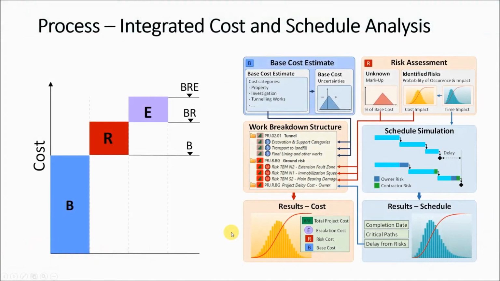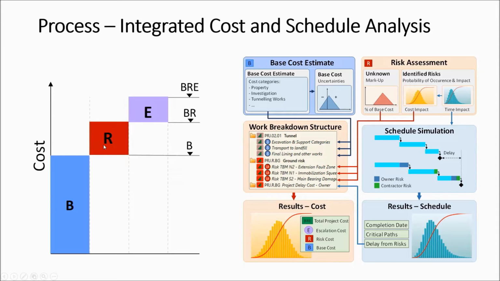Before we go into the software, I would like to talk to you about some fundamentals. On the left side, we see a cost component structure visualized in a waterfall diagram. It consists of three cost components: BRE, base cost, risk, and escalation. Base cost is the cost that materializes if everything goes as planned, without contingencies. The contingencies move up to the risk cost, which typically consists of a markup on base cost for unknown risks and identified risks, which can be quantified in terms of probability of occurrence and cost and time impact.